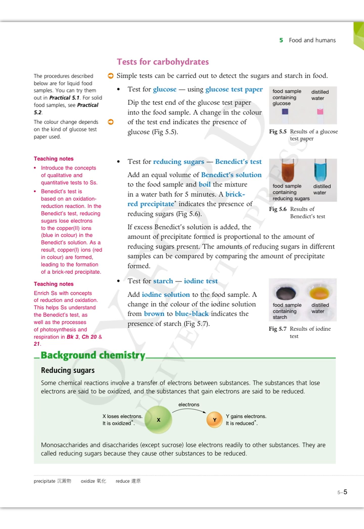Second, we have a test for reducing sugars using Benedict solution. In this test, we should add Benedict solution to food first, and then heat the mixture in a water bath for 5 minutes. After that, a brick red precipitate indicates the presence of reducing sugars.